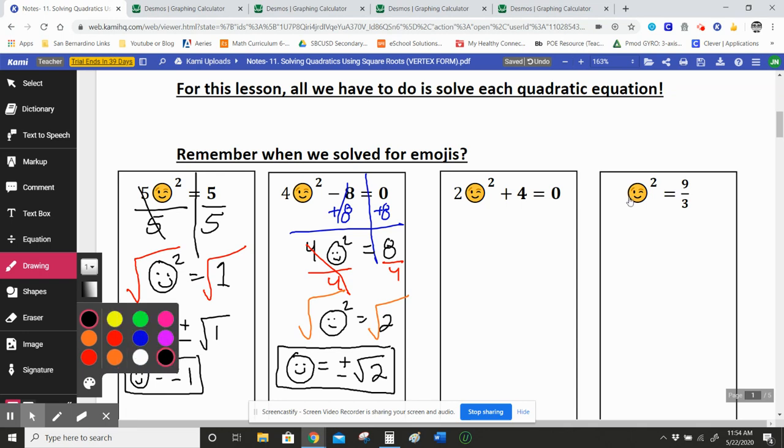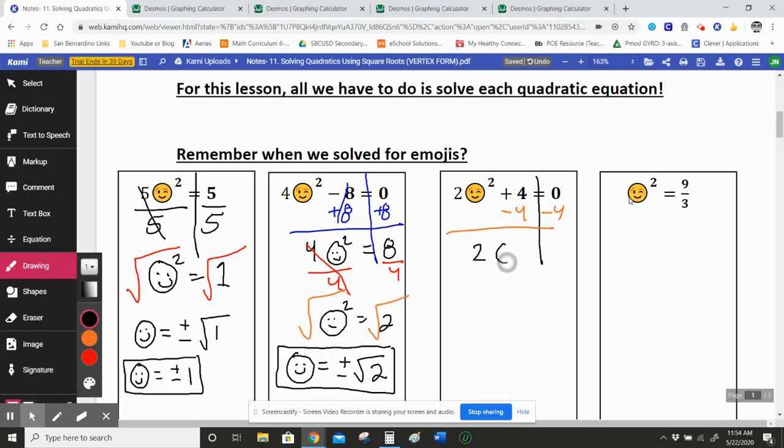Okay, the third one, same idea. So we're going to try to solve this for the emoji. So we're going to draw the wall. We're going to be subtracting 4 on both sides, minus 4, minus 4. I'm going to drop down everything else. So 2 multiplied by the emoji squared is equal to -4. Then I have to divide by 2 on both sides. So divide this by 2, divide this by 2. That crosses out. I'm left with emoji squared is equal to -2.